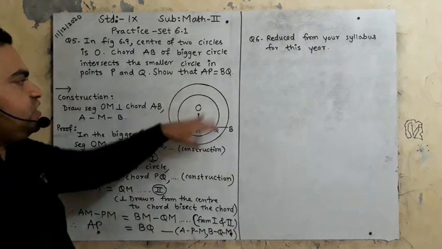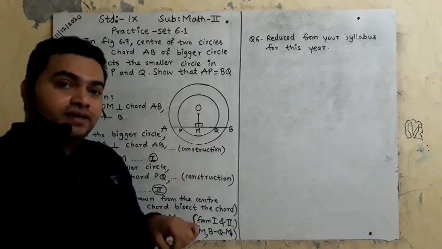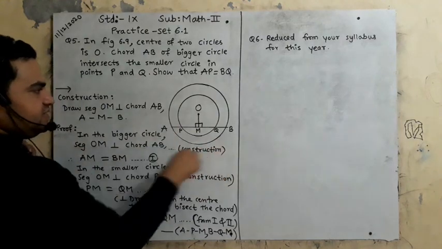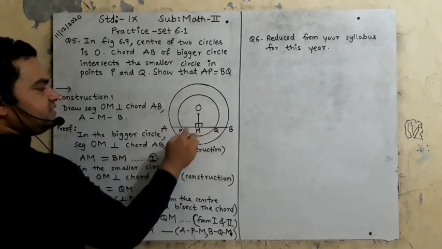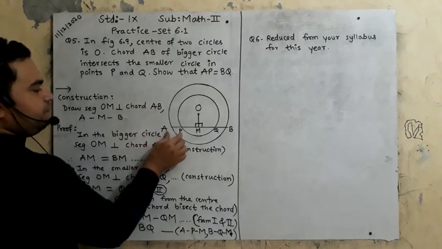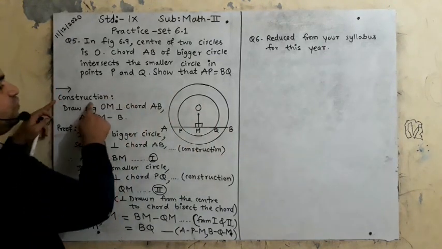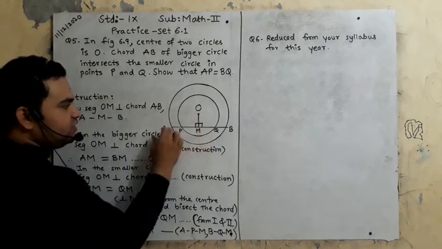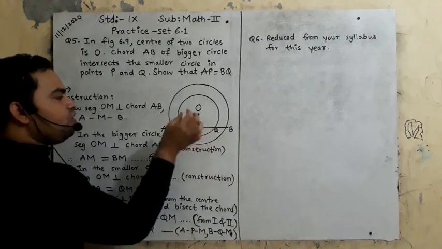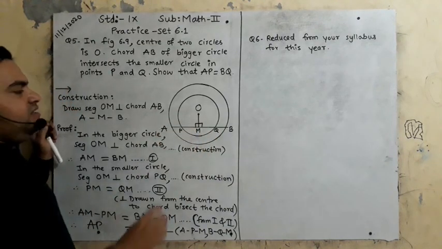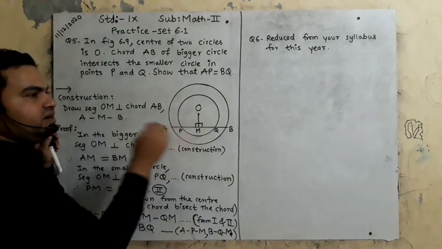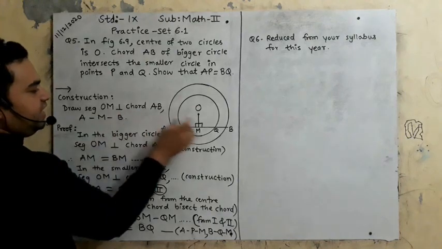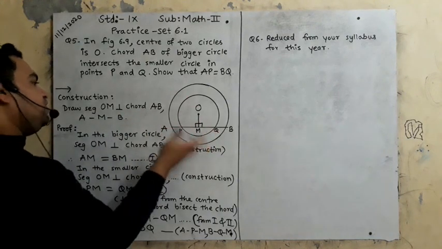First of all, you will draw two circles with the same center, that is O. Then we will draw AB, the bigger chord of the bigger circle, which will intersect the smaller circle at P and Q. We have to show AP is equal to BQ. First of all, you will do construction. You will draw OM perpendicular on the chord AB and also on the chord PQ. Clear? पहले हम ये OM which is perpendicular हम ड्रॉ करेंगे, कंस्ट्रक्ट करेंगे. Draw segment OM perpendicular on chord AB, which will be perpendicular on PQ also.